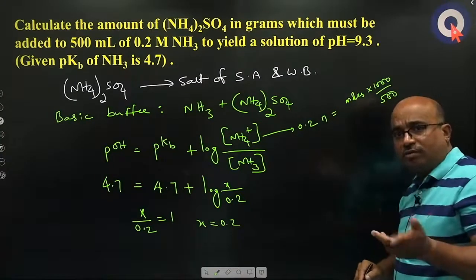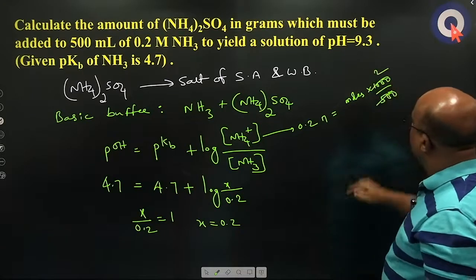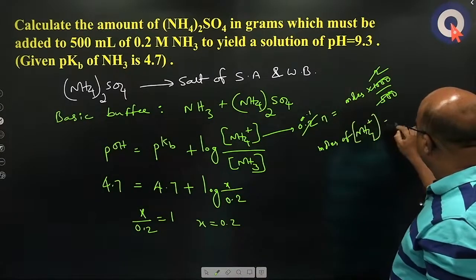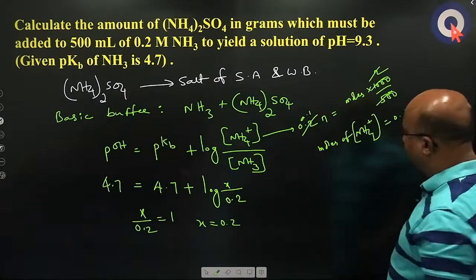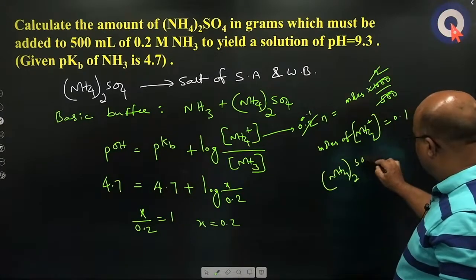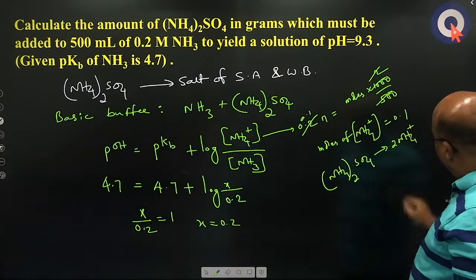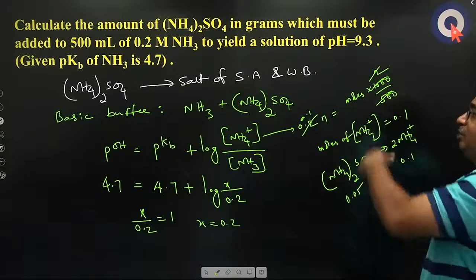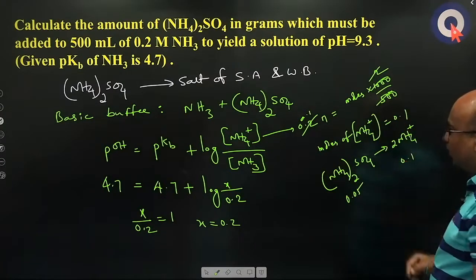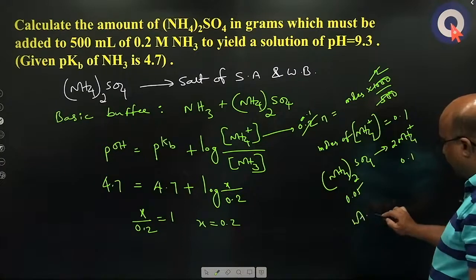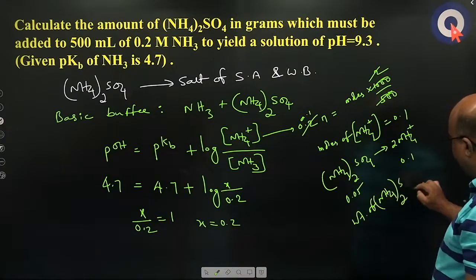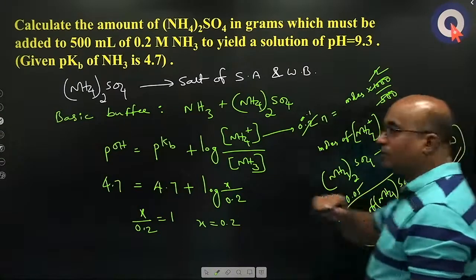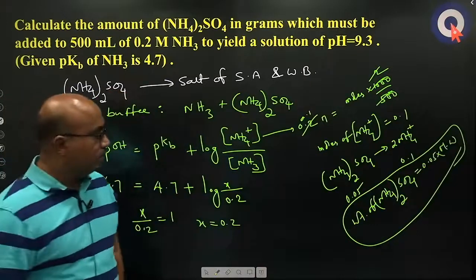Since concentration is in terms of 500 ml, and we need grams of ammonium sulfate, the moles are 0.2 divided by 2, which is 0.1. So moles of NH4 plus is directly 0.1. Ammonium sulfate gives 2 times the ammonium ion, so if you want 0.1 of this, I should take 0.05 of ammonium sulfate, half of that. The moles are known already, so the weight of (NH4)2SO4 is 0.05 into its molecular mass. So write the molecular mass of that, and it will give us the weight in grams.